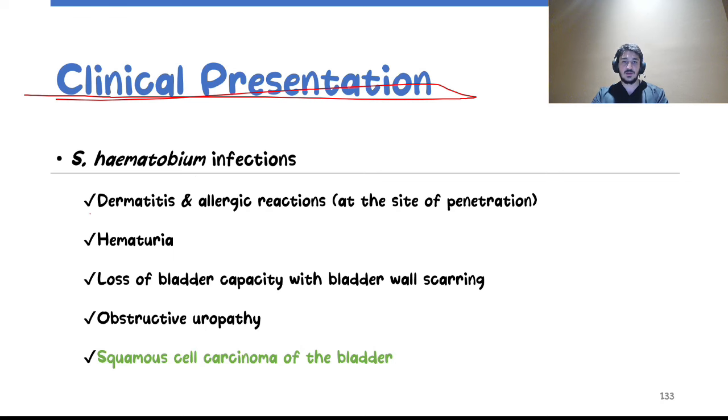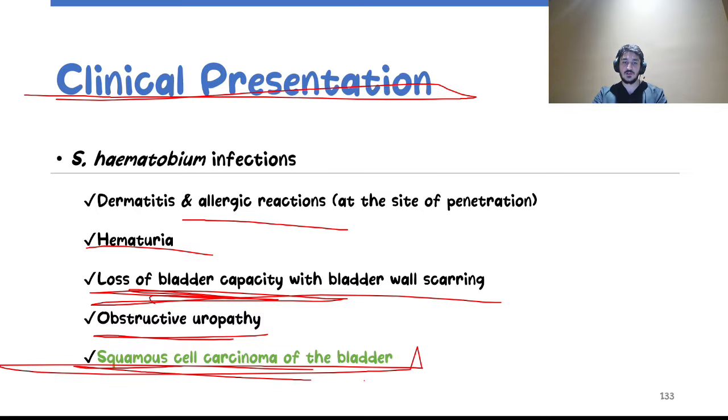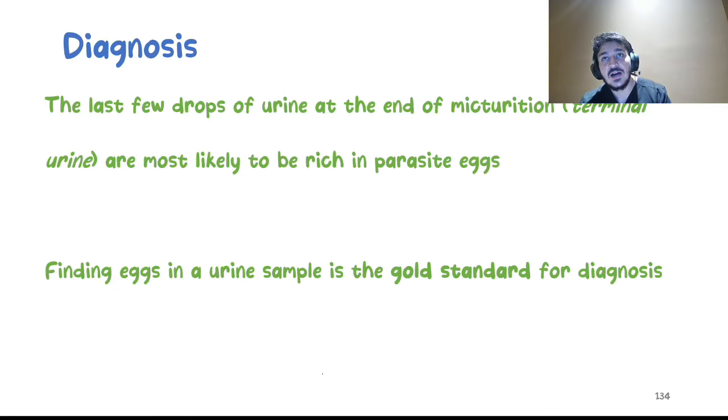It presents with allergic reactions, hematuria, bladder scarring, which leads to loss of bladder capacity, obstructive uropathy, and the most important one to remember is squamous cell carcinoma. I would remember this out of all. Type. How do we diagnose it?